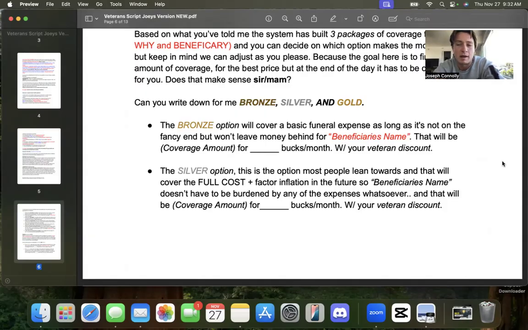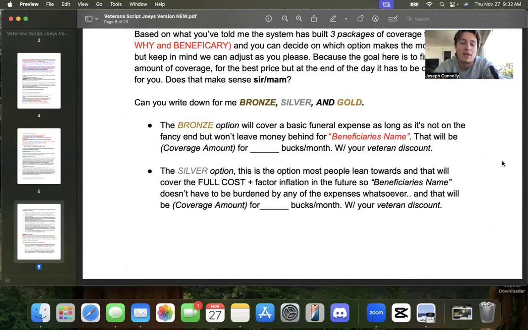And I'll start with the bronze option. The bronze option will cover a basic funeral expense as long as it's not on the fancy end. It won't leave a ton of extra money behind, but it will make sure that the basic funeral expense is covered. And that would be a coverage amount of $10,000 with $20,000 of accidental coverage. And that would be $75 a month with your veterans discount.